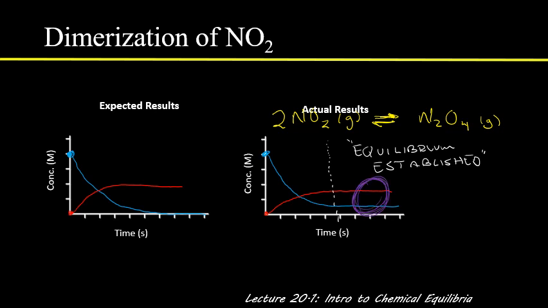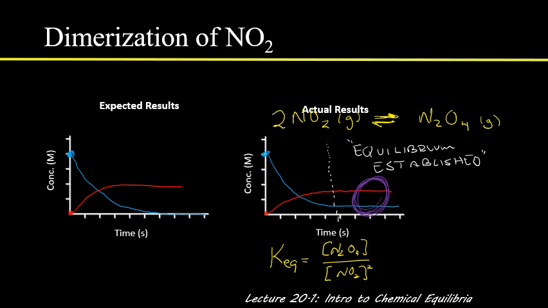Now, there's something a little bit different about this one. Last time, if you remember, when we established equilibrium, what was constant was the ratio of the concentration of the trans isomer, the product, over the concentration of the cis isomer, which was the reactant. In this case, what's constant is the concentration of N2O4, which is the product, divided by the square of the NO2 concentration.